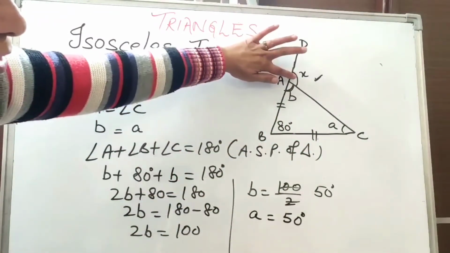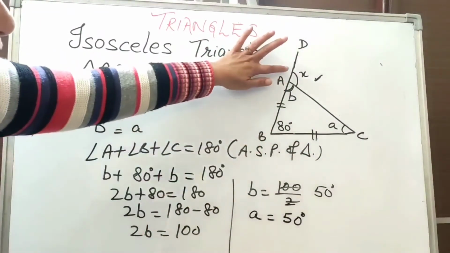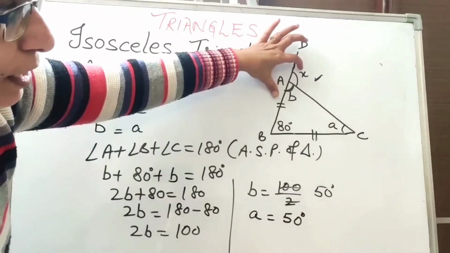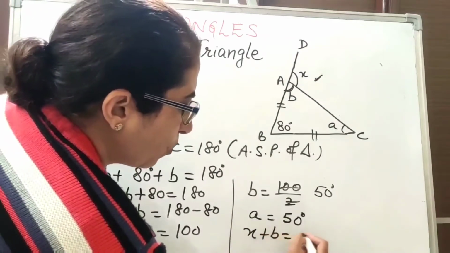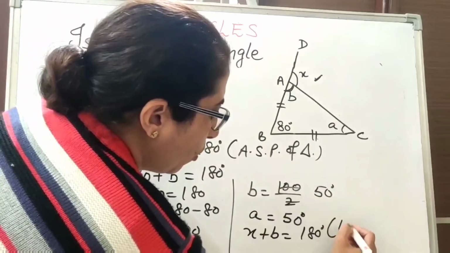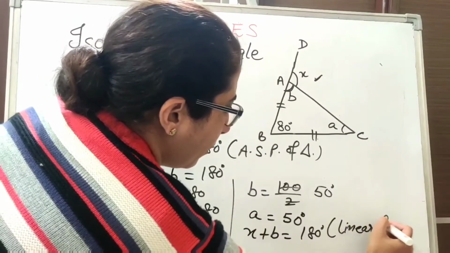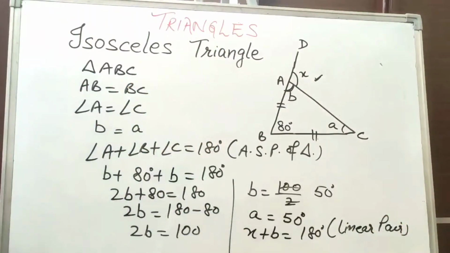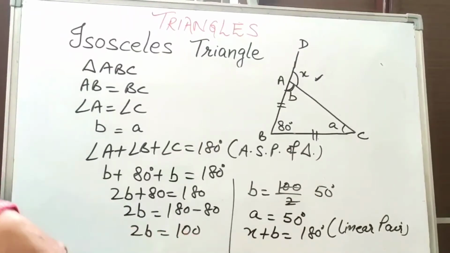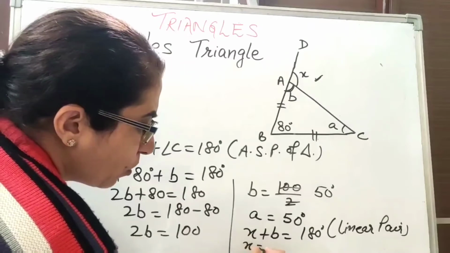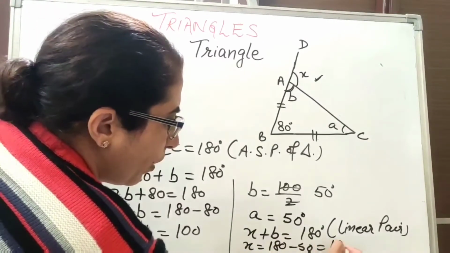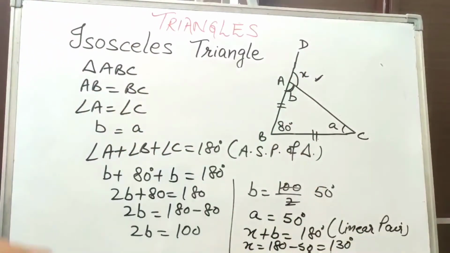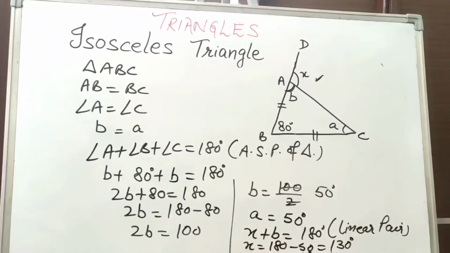Now we are left with this exterior angle X. So you can find the value of X by taking the linear pair. X plus B is equal to 180 degrees, linear pair, or you can say angle on a straight line. The value of B we have already found, B is 50. So X is equal to 180 minus 50, which is equal to 130. So the value of angle X is 130.